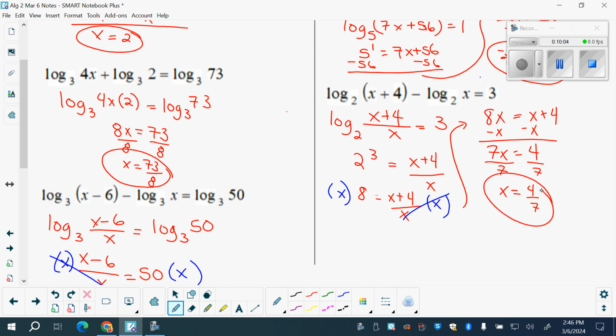Okay, so technically on these, you're supposed to do some checking for extraneous solutions, but I just gave you ones where you didn't have to. None of them were extraneous. So we're going to spend another day on this, and I'll give you some that are extraneous.